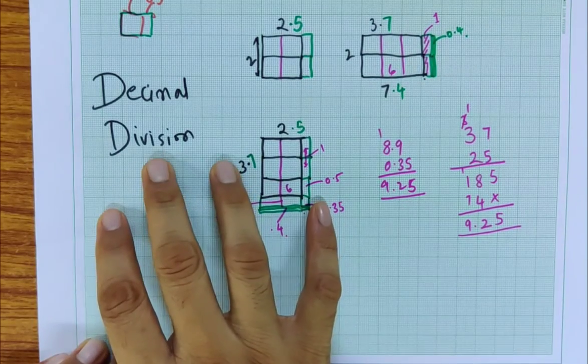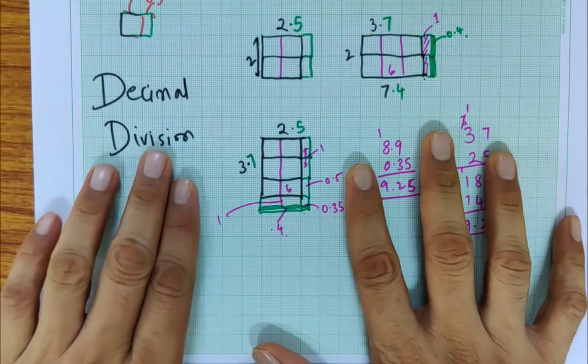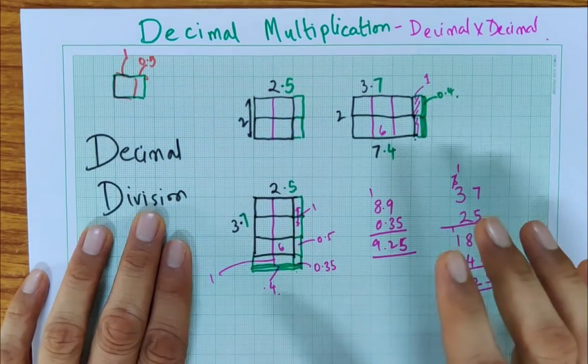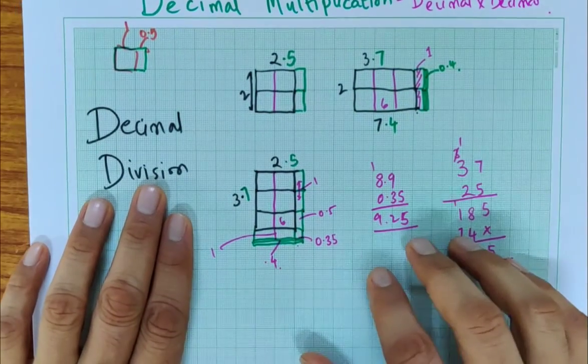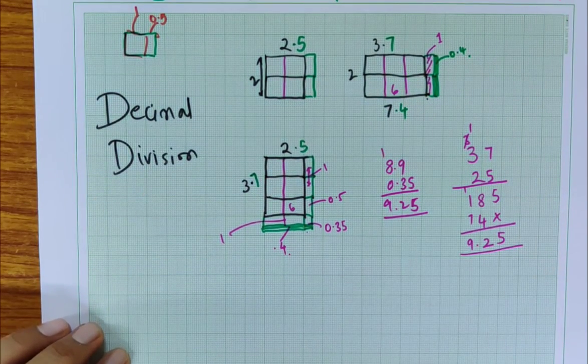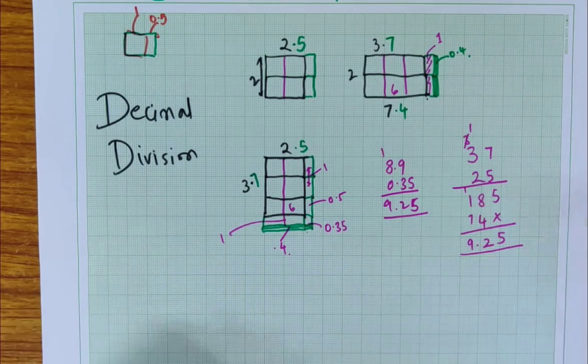So now we look at decimal division. Now we do know that division is the inverse of multiplication. So obviously that aspect will stay, and what we are saying, as always in division, is how many of these can fit into the whole.